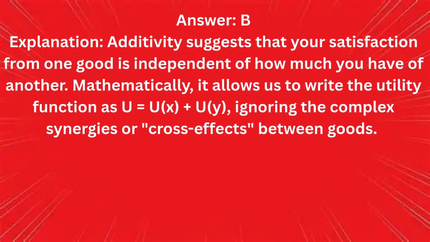Answer, B. Additivity is a simplifying assumption in classical cardinal utility theory. It suggests that your satisfaction from one good, like bread, is independent of how much you have of another good, like butter. Mathematically, it allows us to write the utility function as U = U(X) + U(Y), ignoring the complex synergies or cross-effects between goods.